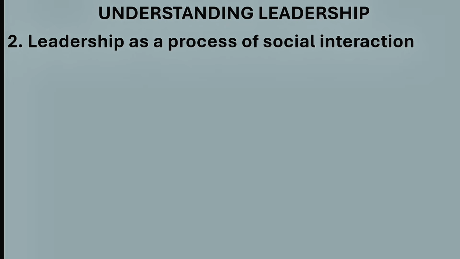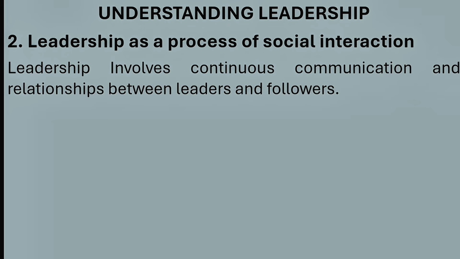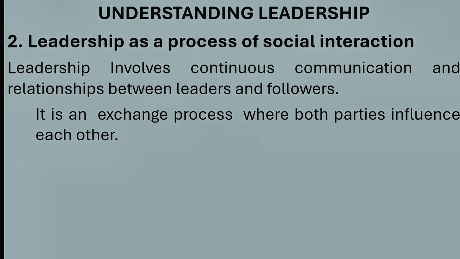Leadership as a process of social interaction. Leadership involves continuous communication and a relationship between followers and leaders. A leader should continuously communicate and interact with followers. It is an interactive process where both parties influence each other. Leadership is not a one-way process. It is a dynamic process where both the leader and the followers influence each other and get things done.